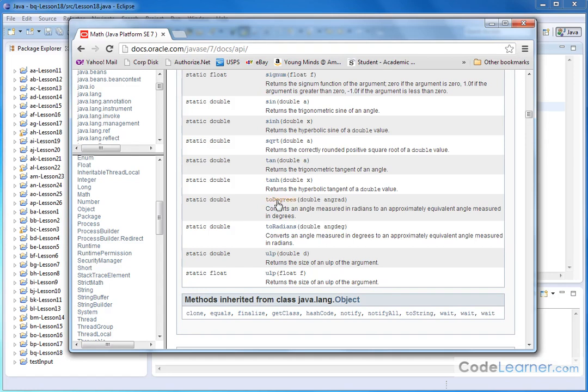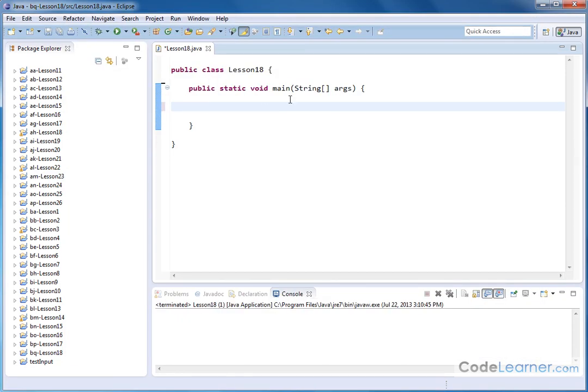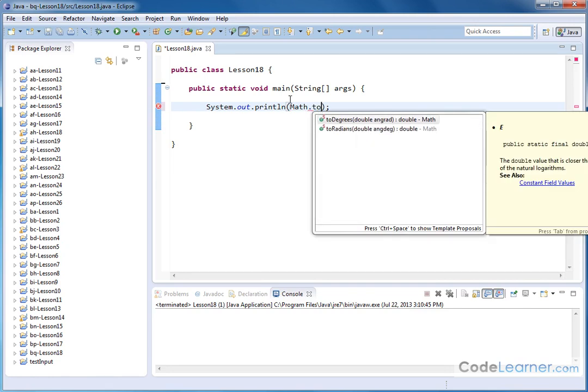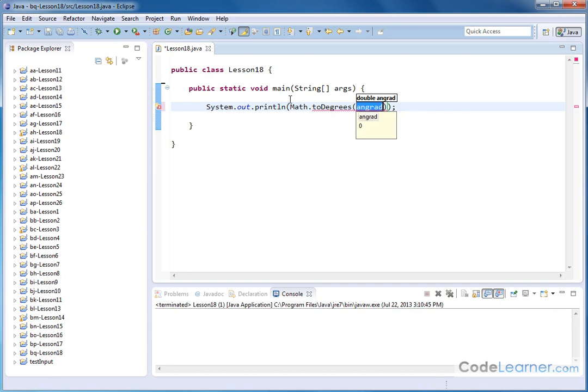So to convert from radians to degrees, you would use the toDegrees method, and you just pass it an angle in radians. So the simplest way to show you how to do that is by printing something out. System.out.println like this. We'll terminate it with a semicolon, and then inside of here we have the Math class dot, and then we have toDegrees. We open up, and it's telling you that it's requiring an argument in radians, or a number in radians. All right.